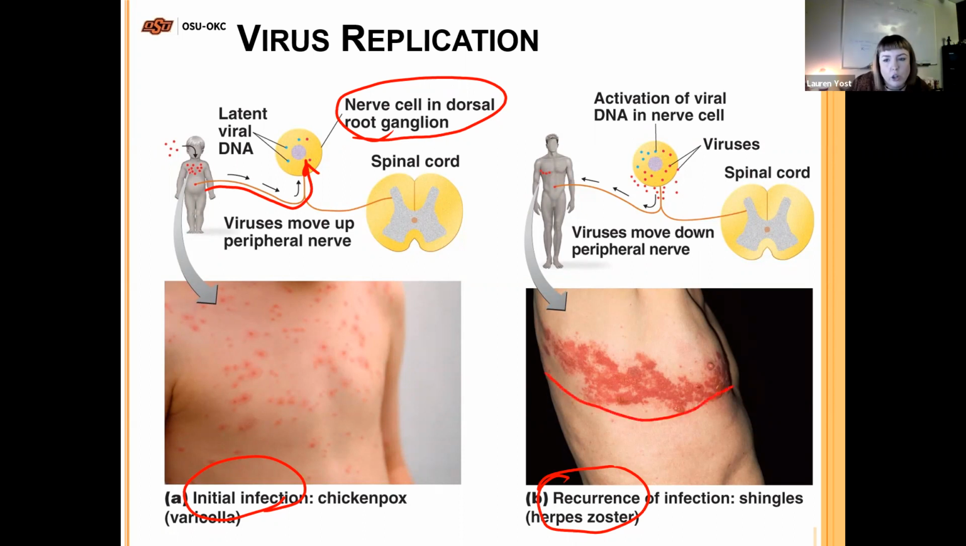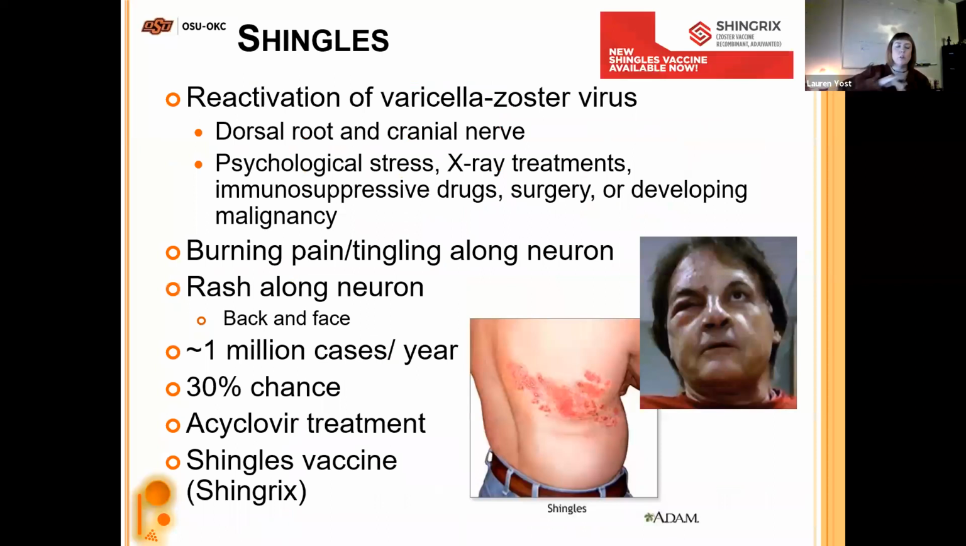That's why we see this sort of pattern. It comes up in certain areas of the body because of how it comes out along the nerves. So shingles is reactivation of varicella zoster virus from a previous infection. It comes out usually along the dorsal root and cranial nerves, so that's why we have that rash along the side and the back, and on the face. It can be due to psychological stress, x-ray treatments, immunosuppression, surgery, anything that can lower your body's ability to contain itself and do its job.